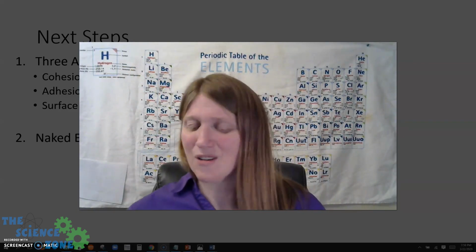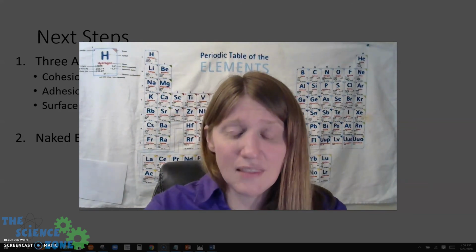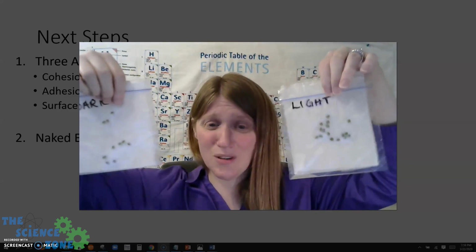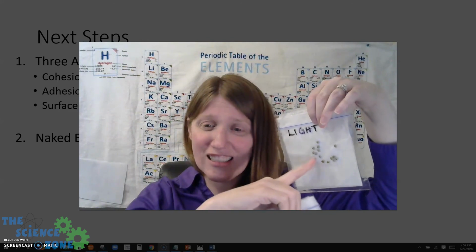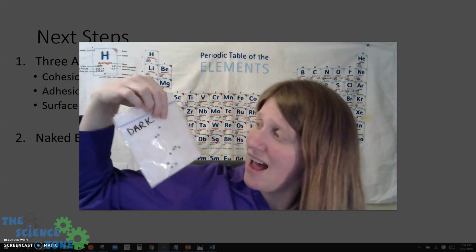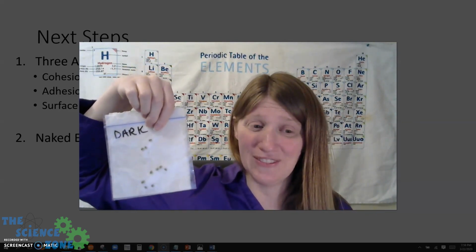After 24 hours, divide your seeds out into 2 groups. Place a damp paper towel into 2 bags. So 2 paper towels, 2 bags. Place half of your seeds into a baggie labeled light with a damp paper towel, and half into a baggie labeled dark with a damp paper towel.